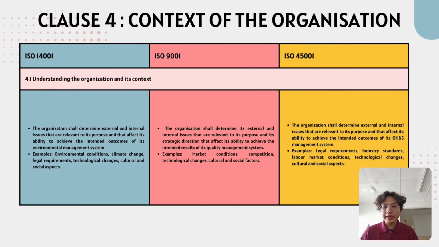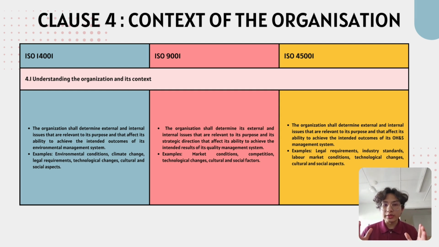Clause 4. Context of the organization. 4.1. Understanding the organization and its context. As for ISO 14001, the organization shall determine external and internal issues that are relevant to its purpose and that affect its ability to achieve the intended outcome of its environmental management system. For example, environmental condition, climate change, legal requirement, and social aspects.